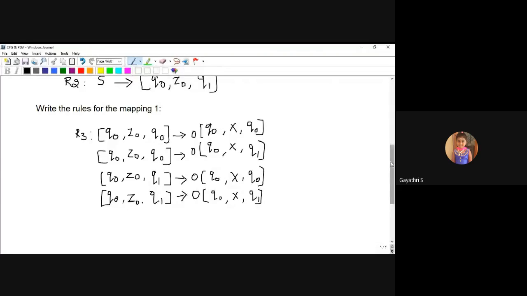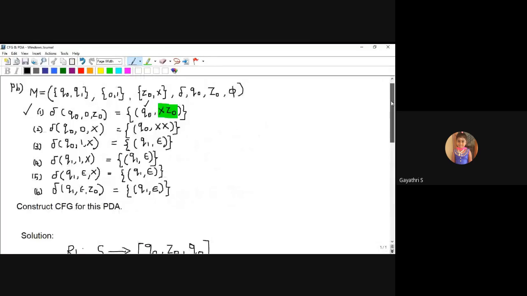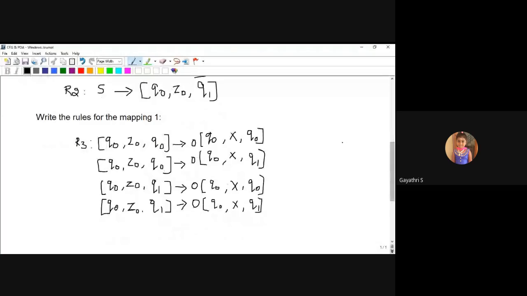One more thing, z naught is there. You have to write z naught for the triplets. See, here it ends with q naught, so again it starts with q naught. For the second production, it ends with q1, so it starts with q1. Here it ends with q naught, so it starts with q naught. Here it ends with q1, so it starts with q1. It is preferable for everyone to take notes for this concept.